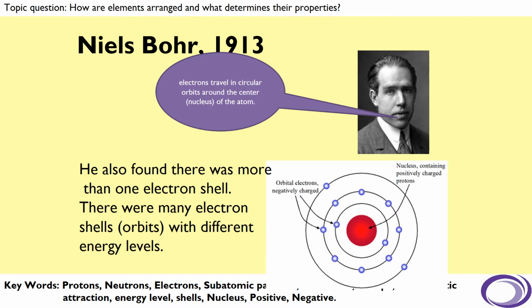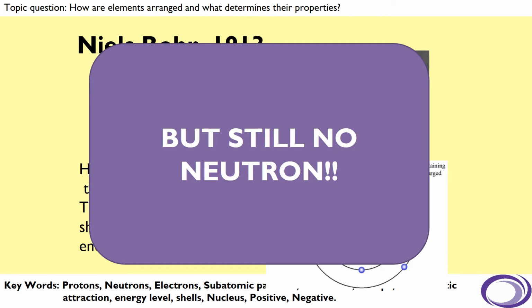So in Bohr's configuration, he has 2 electrons in the inner shell and up to 8 in the following shells, with that positive nucleus with the protons in the centre of the atom. But there's still no neutrons, and it's because the neutrons took a little bit more time to discover.